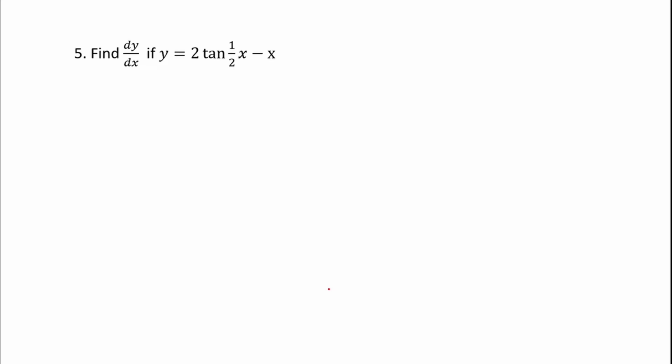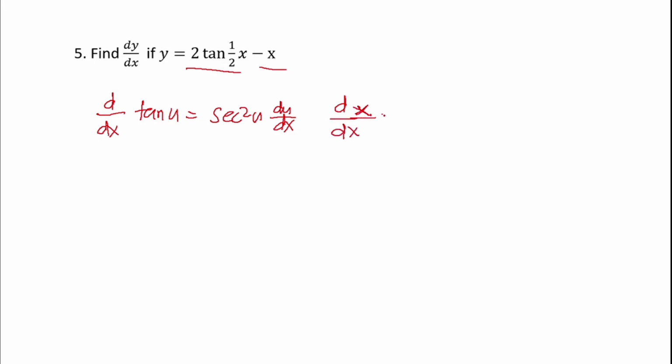Find dy over dx, or find derivative of y with respect to x if y is equal to 2 tangent 1/2 x minus x. So in this case, we're going to take the derivative part by part. So first we're going to take the derivative of this part and this part. So the derivative of tangent u is equal to secant squared u du over dx. And this part, we have derivative of x with respect to x is equal to 1. Okay, derivative of x with respect to x is equal to 1.